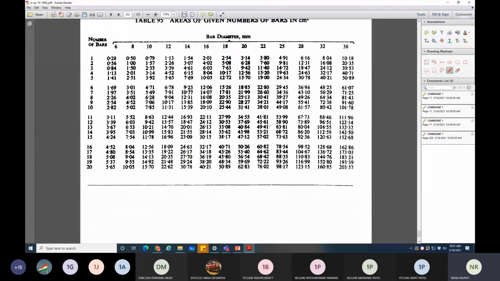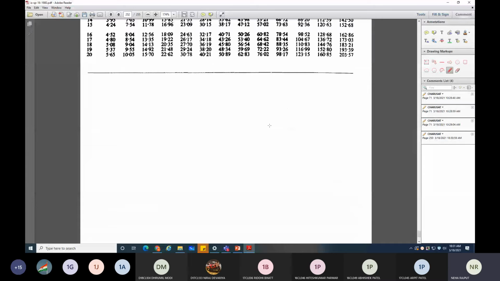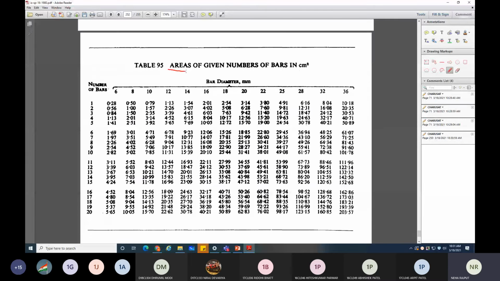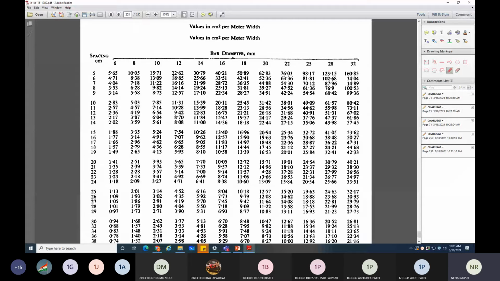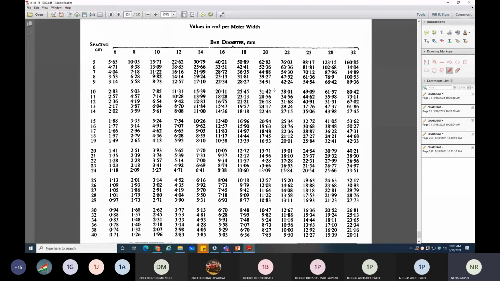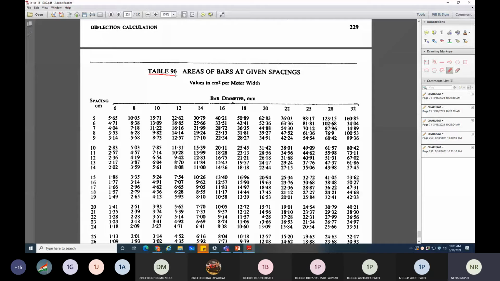This is page number 229. Here it is mentioned area. Now, these are the given numbers, we require spacing. So page number 230, table number 96, area of bar. All areas are given in centimeter square.